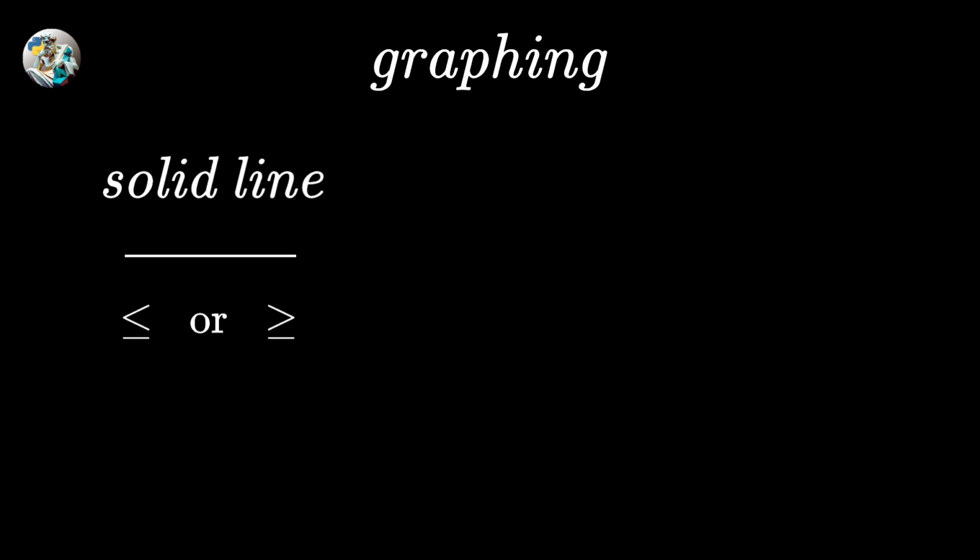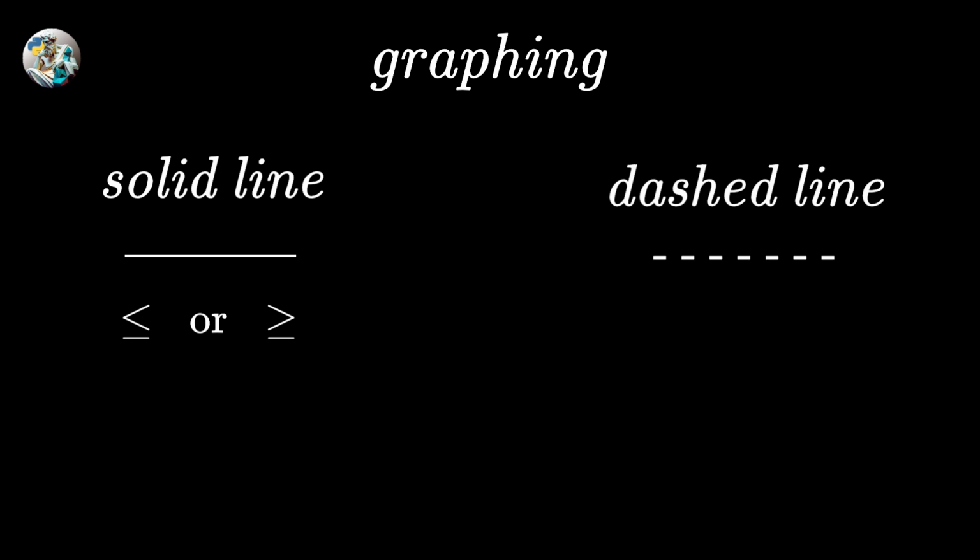There is also a difference between the types of lines used for the boundary line. The solid line is used when the inequality contains less than or equal to or more than or equal to, which means points on the line can be a solution to the inequality. And dashed lines are used when there is more than or less than, which means that the values on the line don't satisfy the inequality.